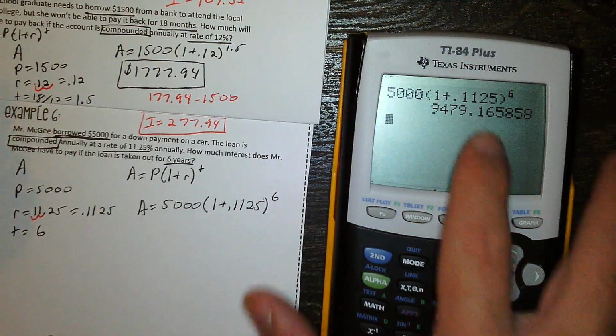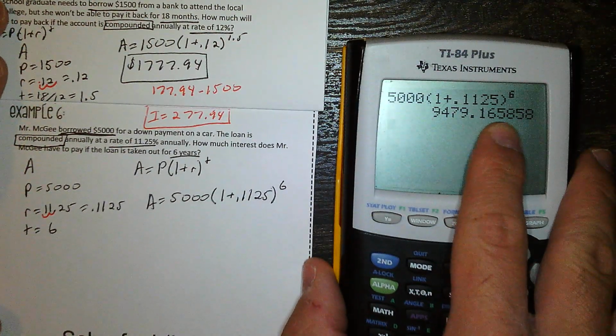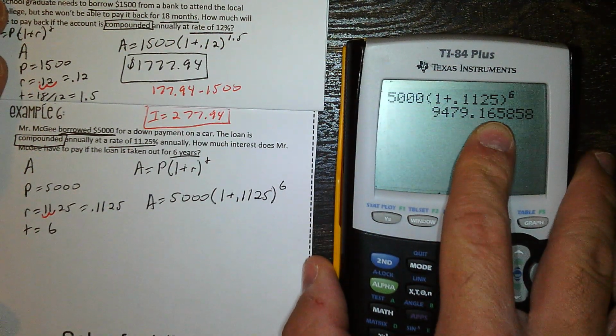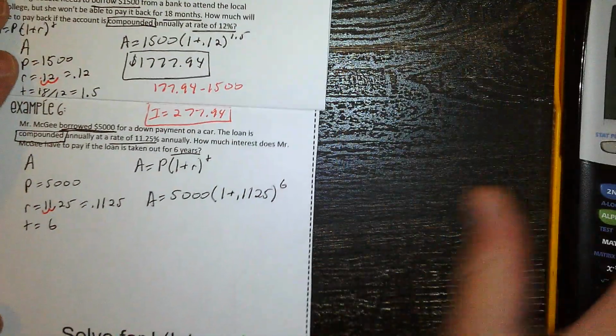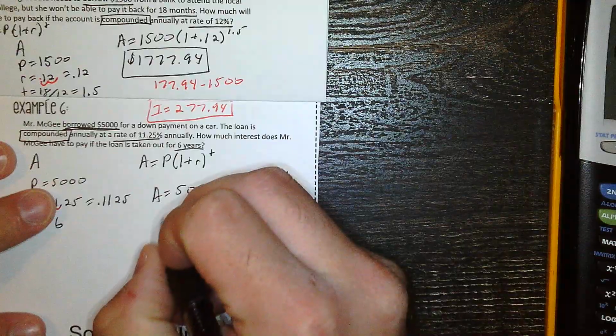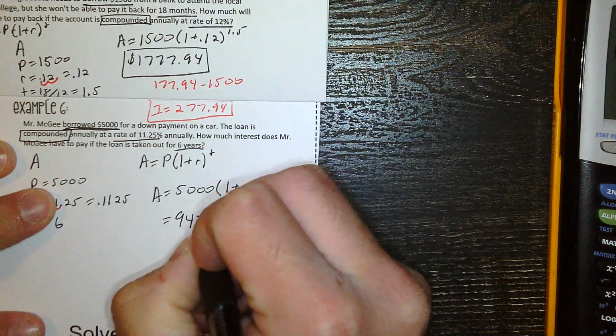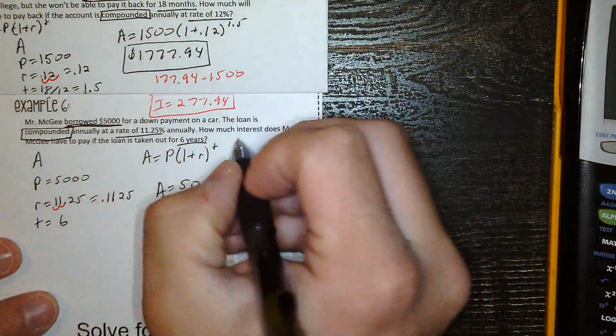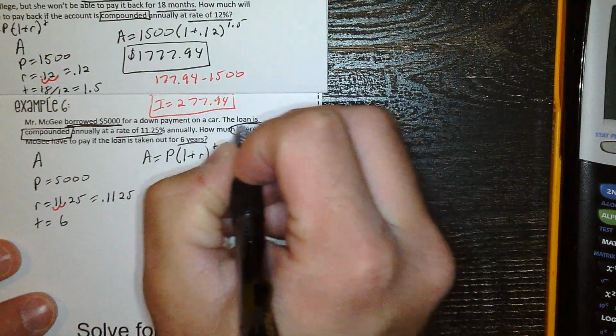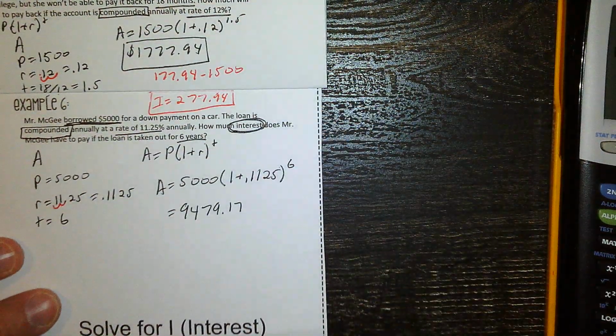$9,479. And that's not 16 cents. That 5 rounds the 6 up to a 7. So you need to be careful of that. That 5 will round the 6 up to a 7. So your answer is actually going to be $9,479.17. But the question is actually asking how much interest does Mr. McGee have to pay back.